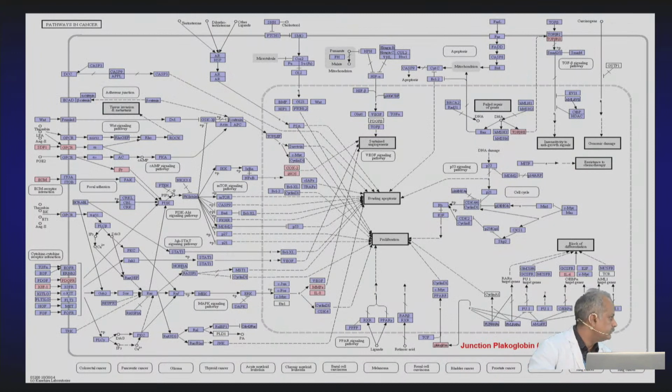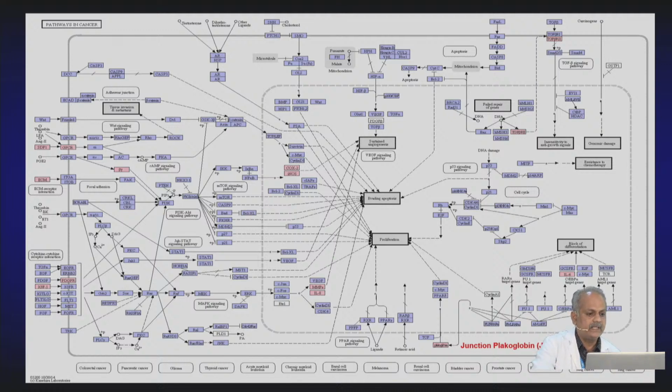This is a very busy slide. I'll just simplify it for you. The four cardinals of cancer, that is the proliferation, evading apoptosis, the sustained angiogenesis and the metastasis, all the genes that contribute towards this are enriched in this pathway, and all the identified pathways till date are present in this particular slide.